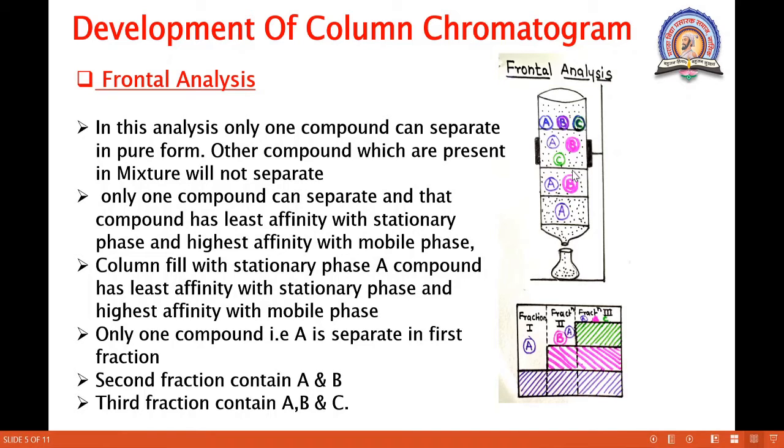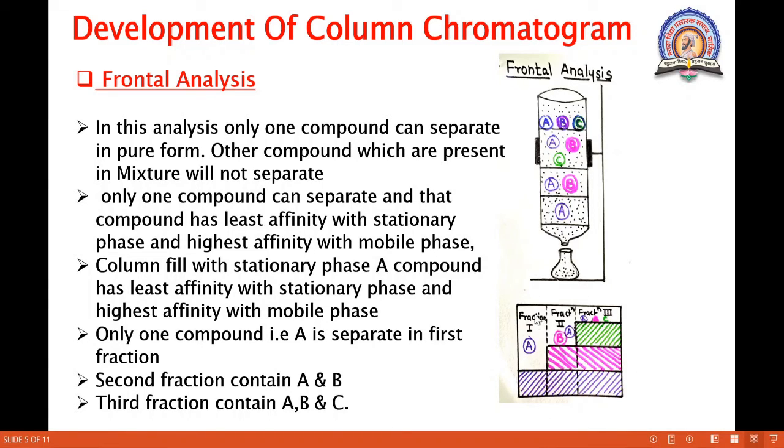Due to the gravitational force, the mobile phase moves in the downward direction, and the component which has the highest affinity with that mobile phase is eluted first. So here compound A has the highest affinity with that mobile phase, hence it is eluted first. Then AB, and ABC in the third fraction. It is clear by observing this graph.